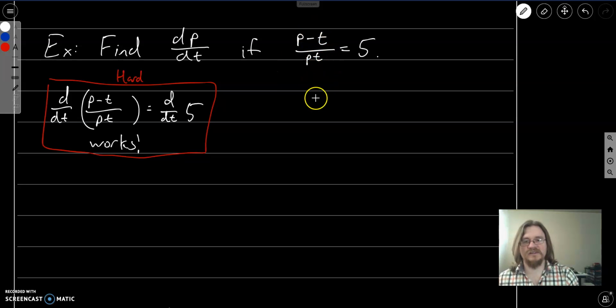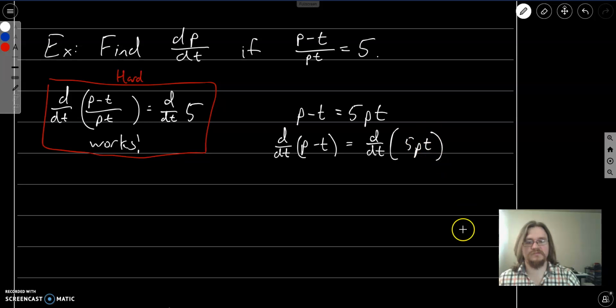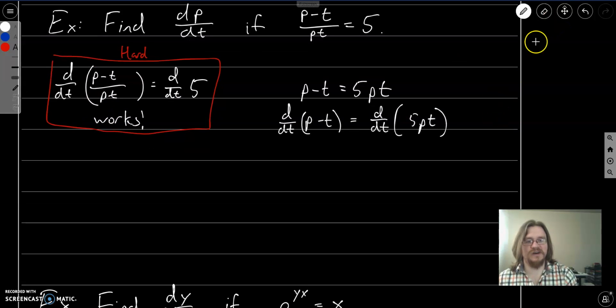If I have a fraction here, I don't really need a fraction, do I? So I can multiply both sides by pt, and I can see that p - t is equal to 5 times pt. This is going to be a lot easier to take the derivative of. I can take the derivative with respect to t of both sides. And this is going to be a lot easier now that we don't have a quotient rule. So let's continue doing that.